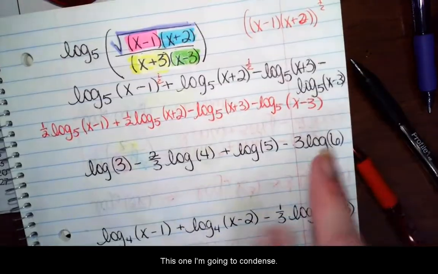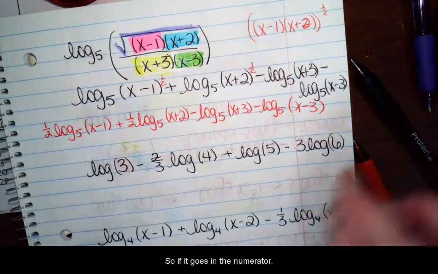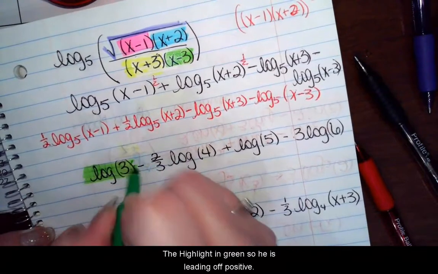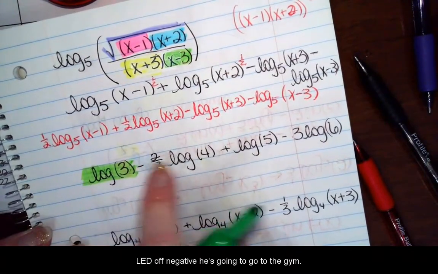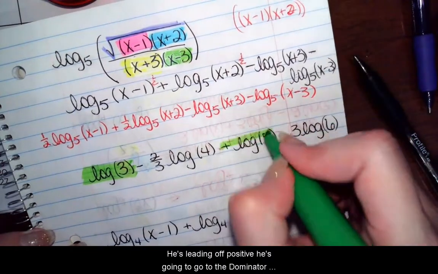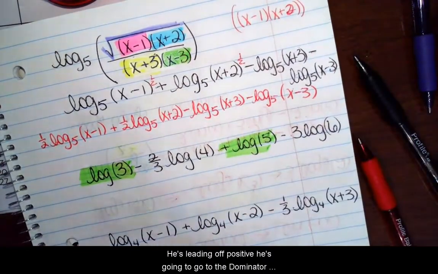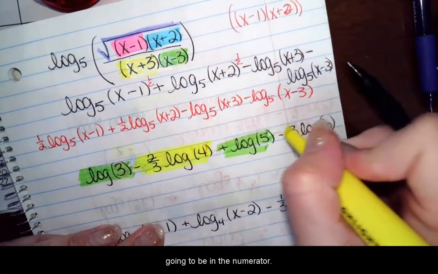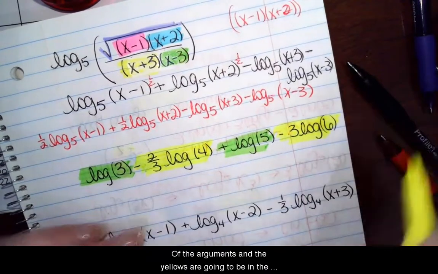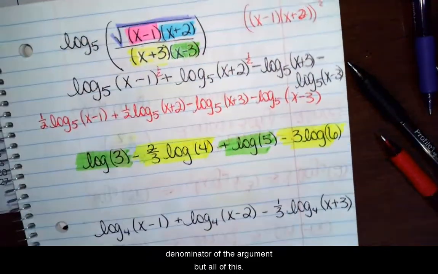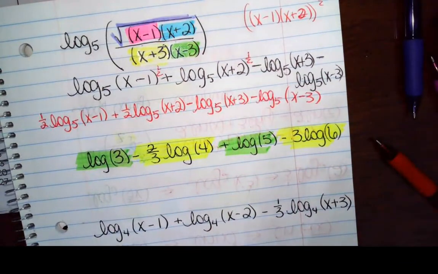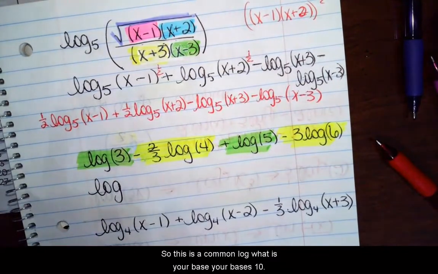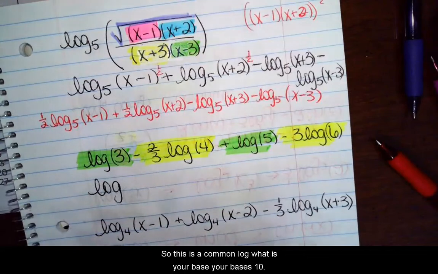Okay. This one I'm going to condense. So if it goes in the numerator, I'm going to highlight it in green. So he is leading off positive. He's leading off negative, so he's going to go to the denominator. He's leading off positive. He's going to go to the denominator because he's leading off negative. So the greens are going to be in the numerator of the argument, and the yellows are going to be in the denominator of the argument. But all of this can be rewritten with a single logarithm. Your base is not written, so this is a common log. What is your base? Your base is 10.